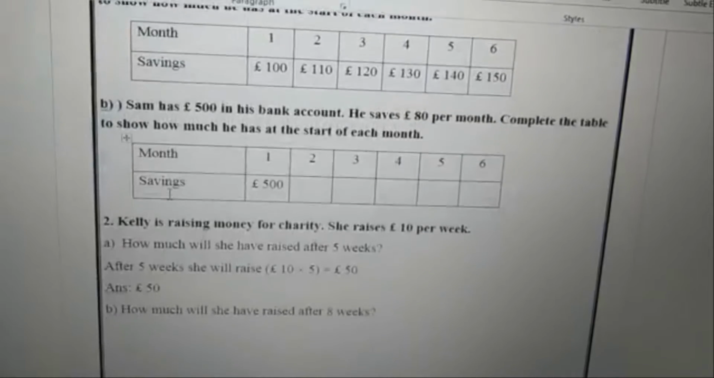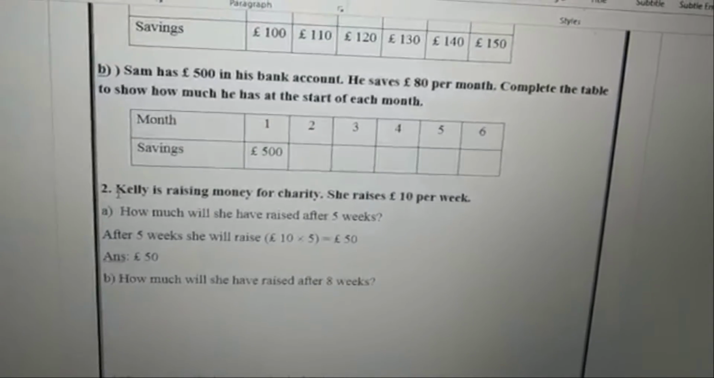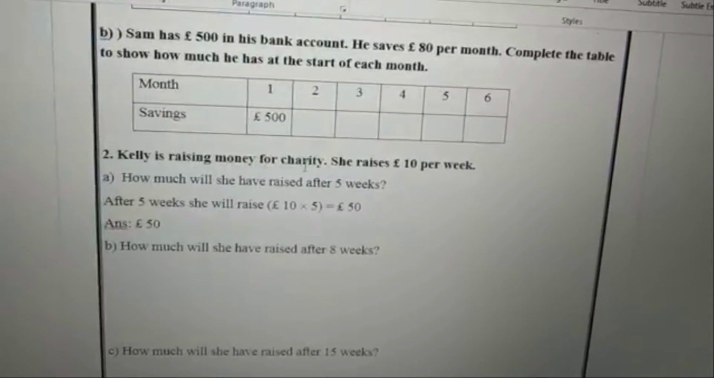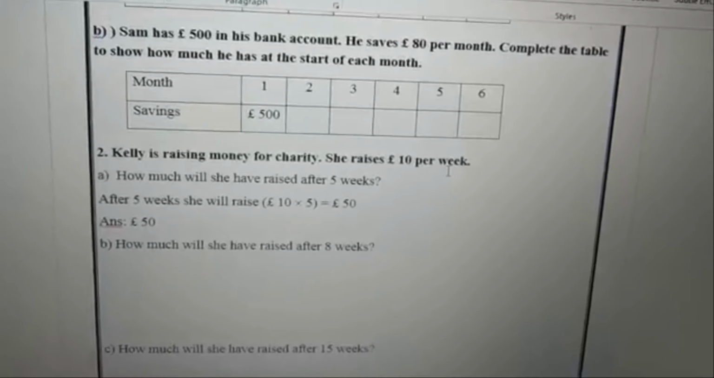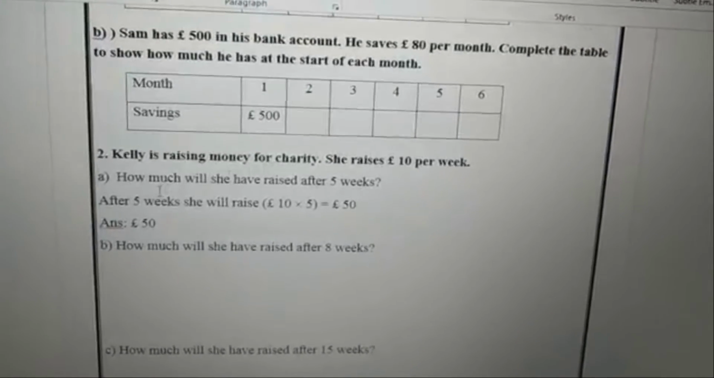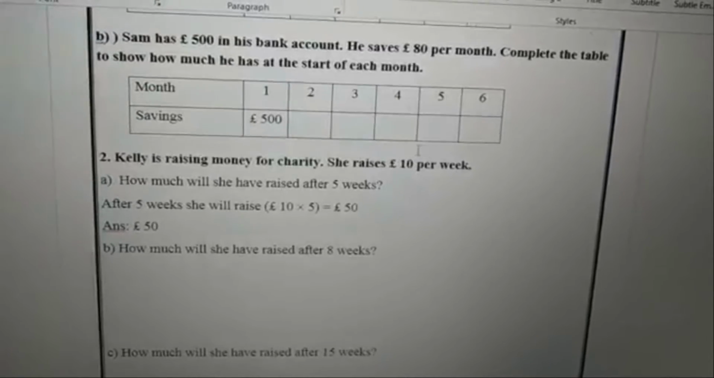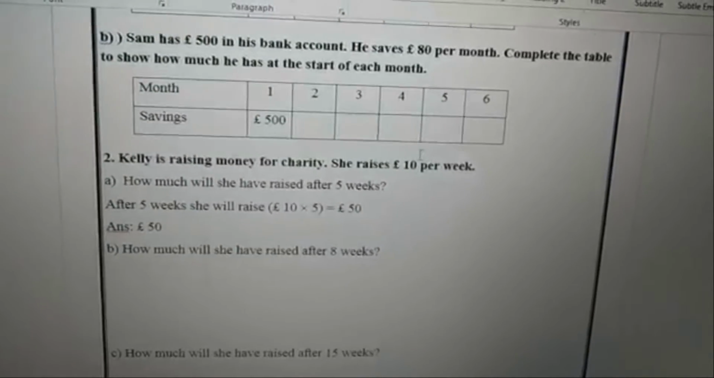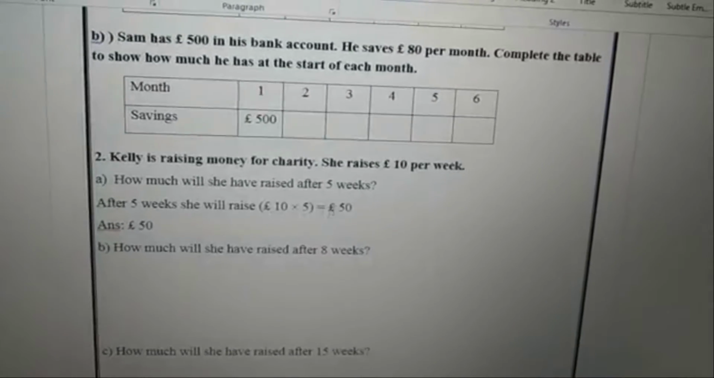Then let's move on to question number 2. Question number 2 is Kelly is raising money for charity. She raises £10 per week. How much will she have raised after 5 weeks? So here the per week amount is £10. So you have to find how much she will raise in 5 weeks.